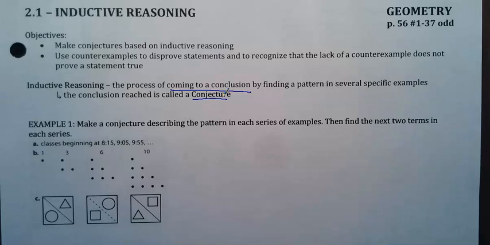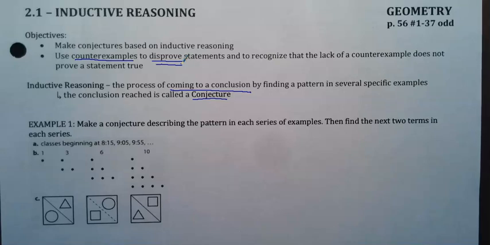So with inductive reasoning, we're looking at something and coming to a conclusion. In this case, it's talking about patterns. Our other objective is to use counterexamples to disprove statements. We also want to recognize that the lack of a counterexample does not prove a statement true. Just because we can't come up with a counterexample doesn't mean that it's true. Other people might be able to find a counterexample.